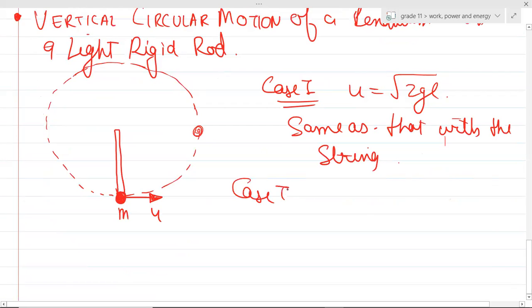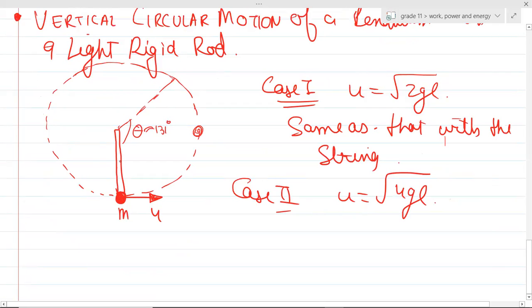Case 2, do you remember case 2 guys? When velocity is under root of 4gl, what was happening in that case, guys? The string was becoming loose at an angle of 131 degrees, right? And due to which it fell because the tension was becoming zero.